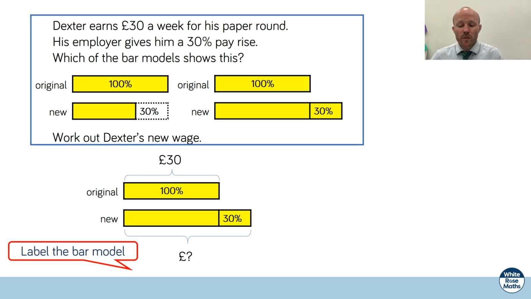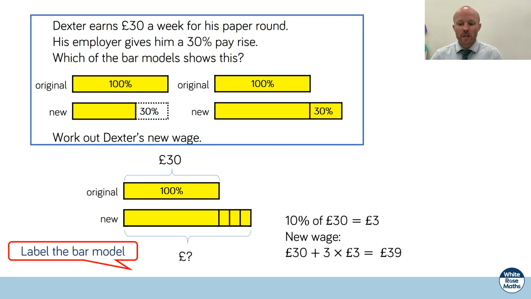And it's at this point that students might start to go off and do their own calculations, whichever one they're most comfortable with. They might see that the 30% could be broken into 3 lots of 10%. 10% of 30 is £3. So the new wage is 30 plus 3 lots of £3, or £39.